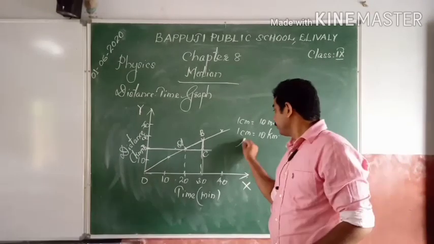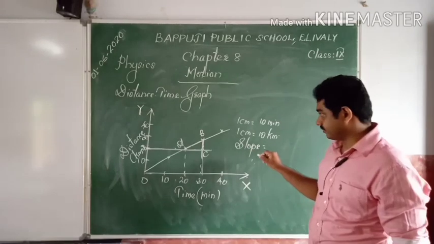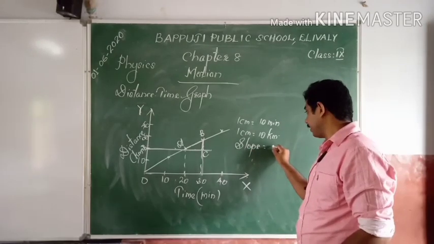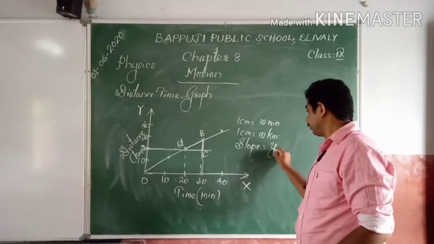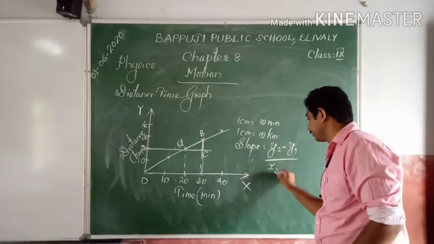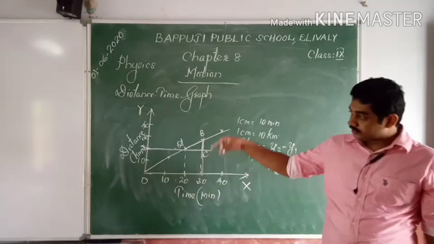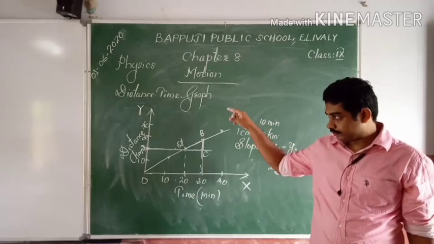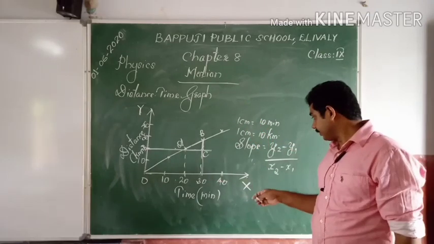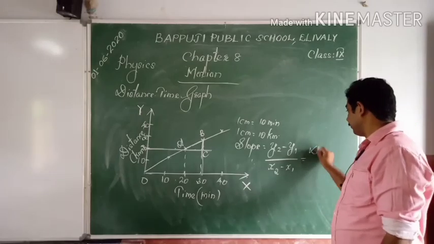Slope means change in y-axis divided by change in x-axis, that is y2 minus y1 divided by x2 minus x1. Here in y-axis distance is changing, and in x-axis time is changing. So, distance upon time.